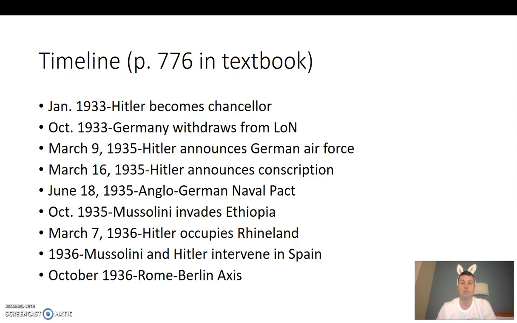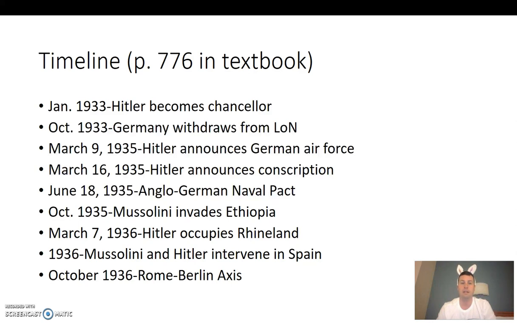In 35, Hitler is going to announce the remilitarization of Germany, both in the form of naval and air power. Later on, Hitler is going to announce conscription, so that's draft, to make sure that his army is built up, taking it from 100,000 to about 500,000. We see the Anglo-German Naval Pact, which I'll get into later.